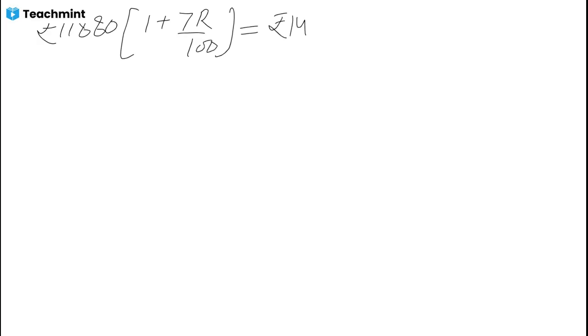So this is rupees 11,880, multiplied by 1 plus 7 times r over 100, is equal to 14,040 times 1 plus 4r over 100. So let us multiply inside. Are you getting me? Yes. Okay, so we multiply with 1, and then we'll multiply with this 7r.